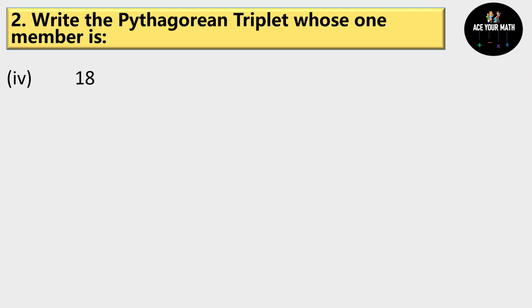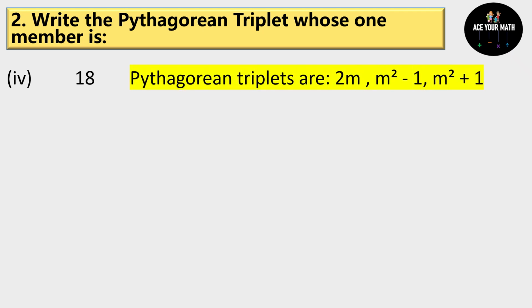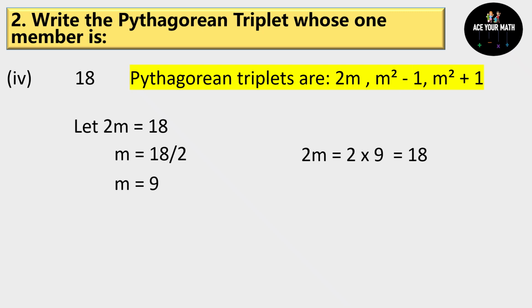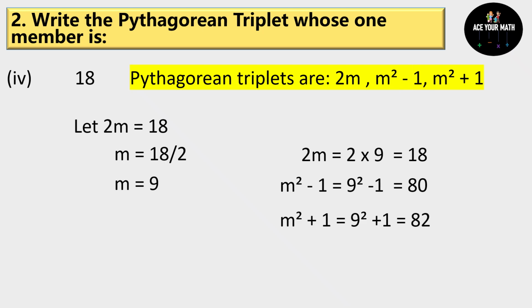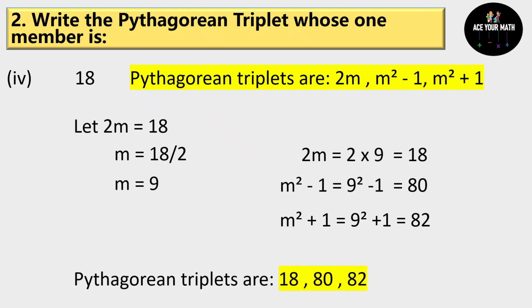Now let's see the last sum. Find the Pythagorean triplet whose one member is 18. We'll solve in a similar manner. Let's say 2m equals 18. M will be 18 divided by 2, which is 9. Now put the value of m in 2m. 2m will give you 2 multiplied by 9, which is 18. Now m square minus 1 will give you 9 square minus 1, which is 80. And the last one, m square plus 1, will give you 82. So the three Pythagorean triplets are 18, 80, and 82.